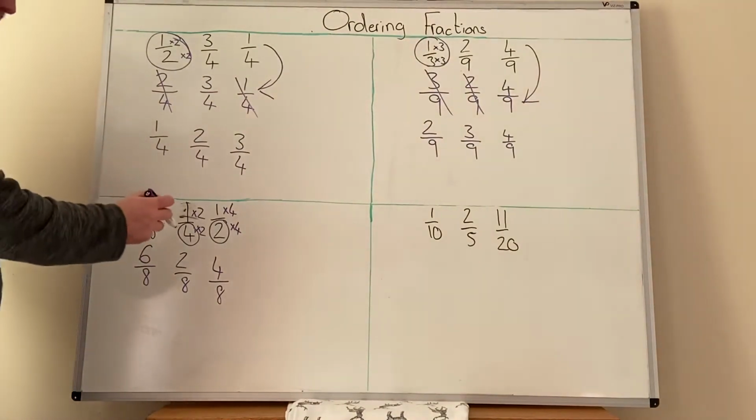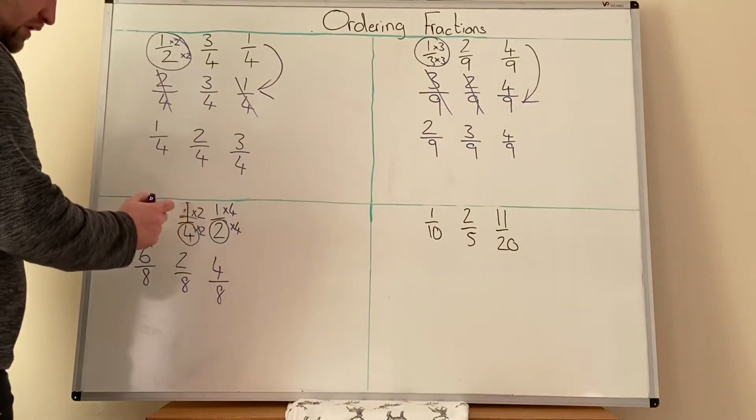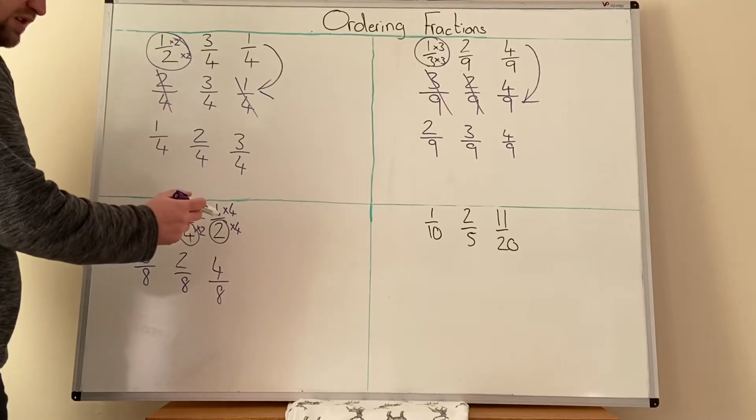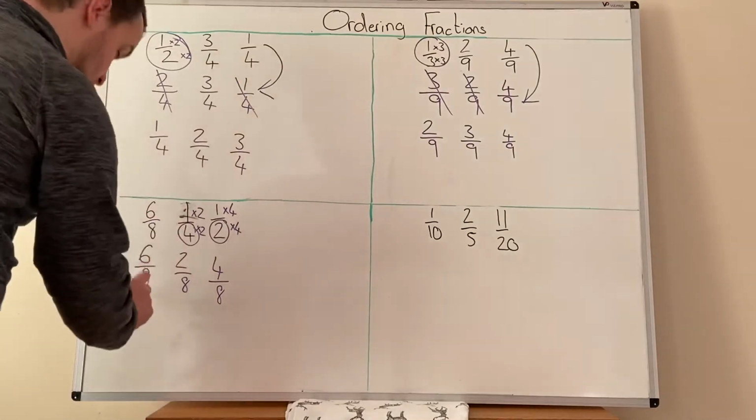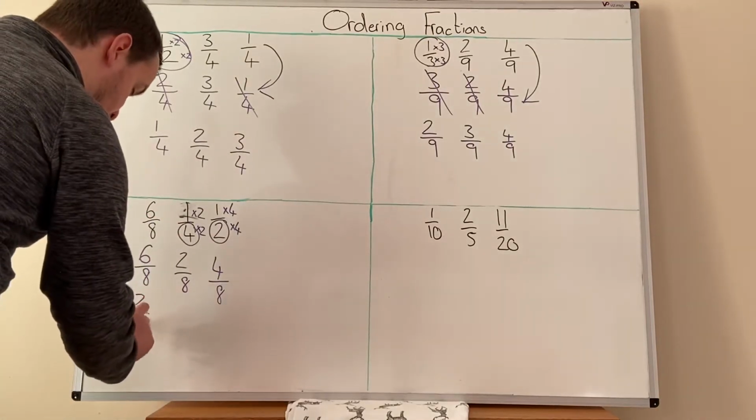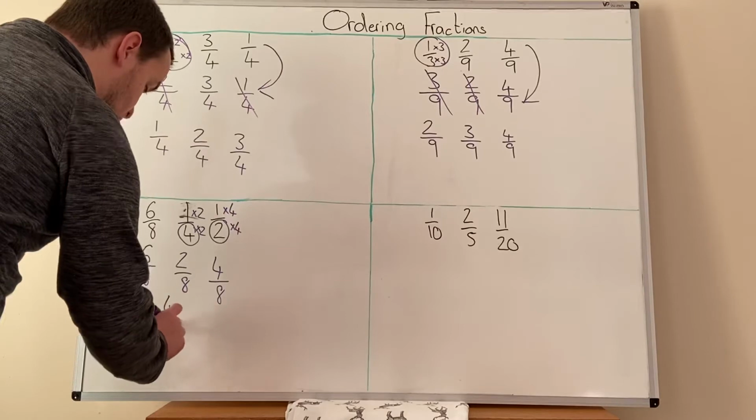This is a step up now because they're all different, so we're going to have to do something a bit more to get the denominator that we need. Okay, ascending order, so we'd have 2 over 8, 4 over 8, 6 over 8.